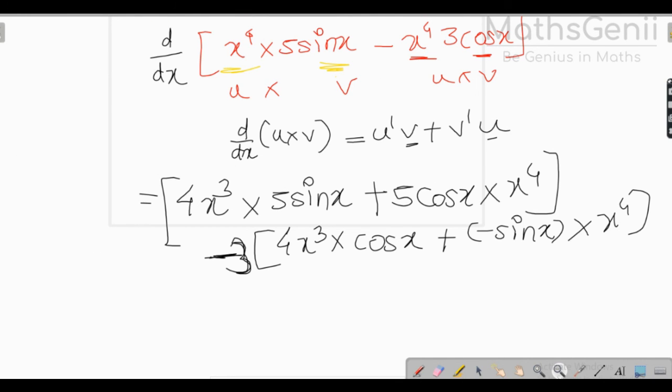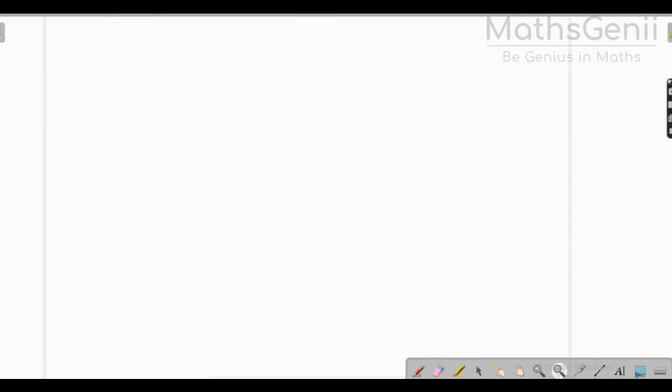So this is how you can use the u dash v plus v dash u, which is the product formula. I hope the product rule is very clear, then only I can move to the quotient rule. Quotient rule was what? u upon v. Let's take one example.